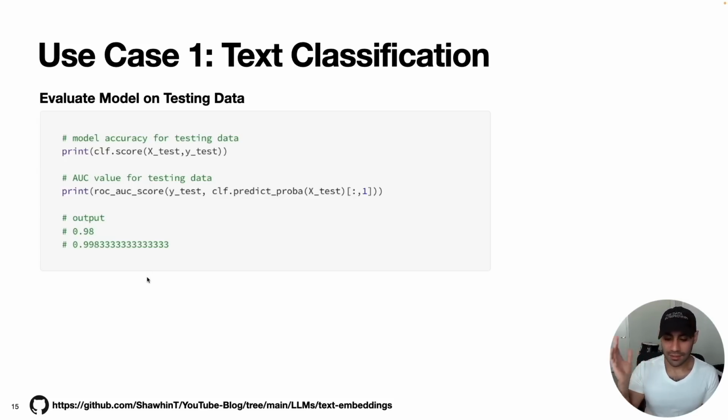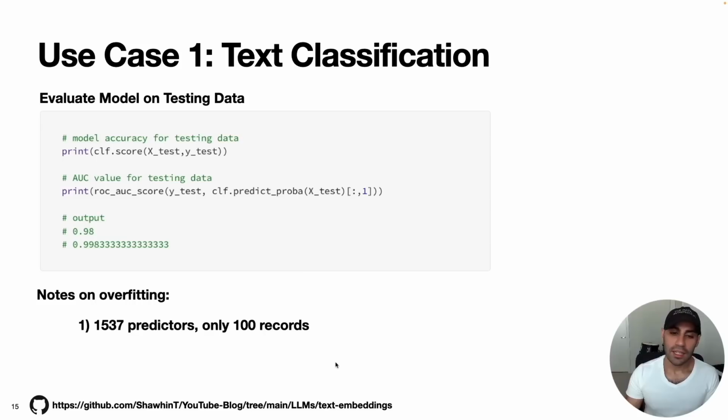However, before we celebrate, the model is still likely overfitting here. And there are 2 reasons for that. First is we have 1,537 predictors, but only 100 records. In these situations where you have a ton of predictors and very few examples, it's not hard for the model to memorize the training data and overfit to it.